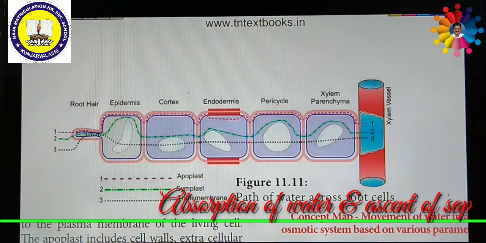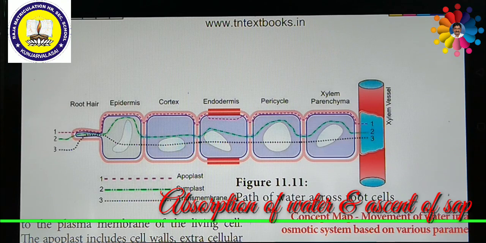So from the root hair to the xylem, water and minerals travel in three ways. One is apoplast, the second is symplast, and the third is the transmembrane route. What is apoplast? Apoplast is everything external to the plasma membrane of the living cell. So apoplast includes the cell wall, extracellular space and the interior of the dead cells.